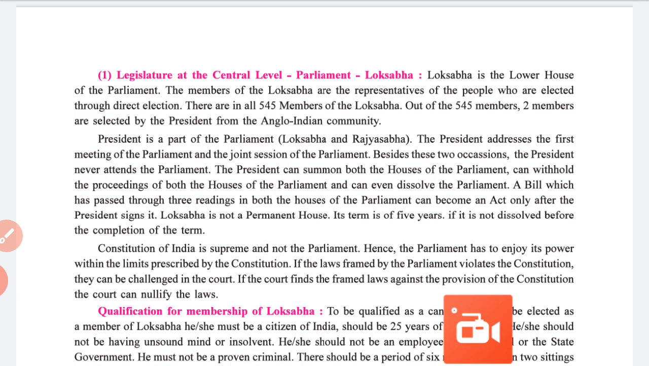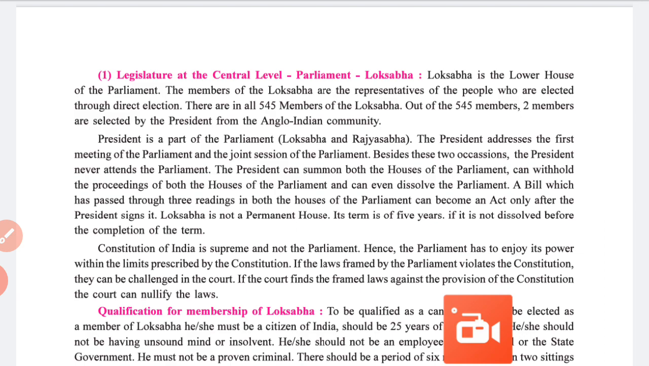And all the representatives of the people in Lok Sabha are those who are elected through direct election. So the President is a part of Parliament. The President addresses the first meeting of the Parliament. Who addresses the first meeting of Parliament? The President. And joins a session of Parliament. Besides these two occasions, the President never attends the Parliament.